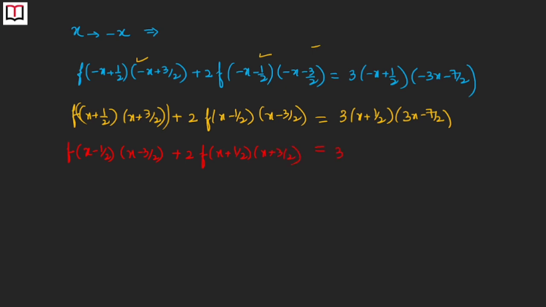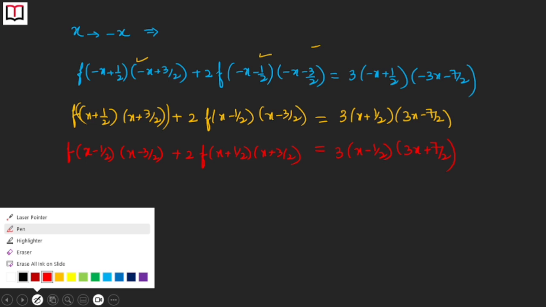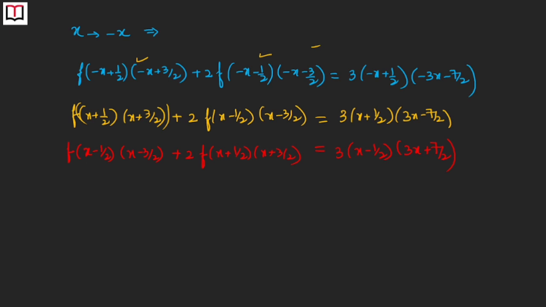Okay, so just simplifying it, x minus half into 3x plus 7 by 2. Now multiply. Of course, I am going for the elimination method, so I am going to multiply this by 2. So this into 2, this into 2, and then subtract.